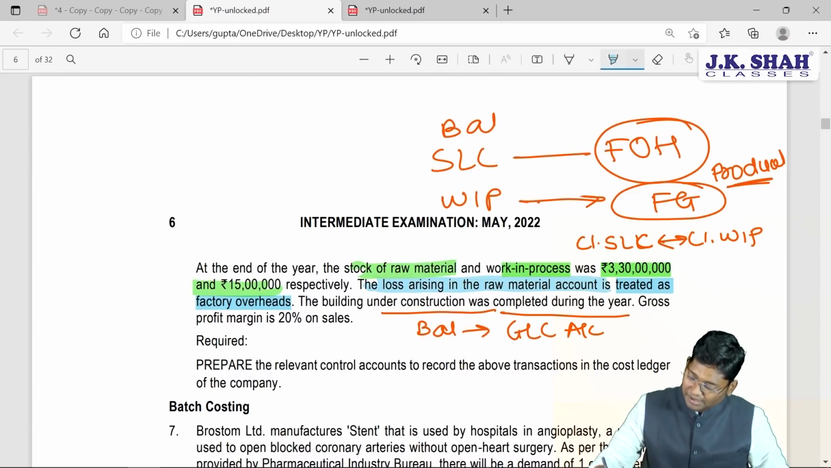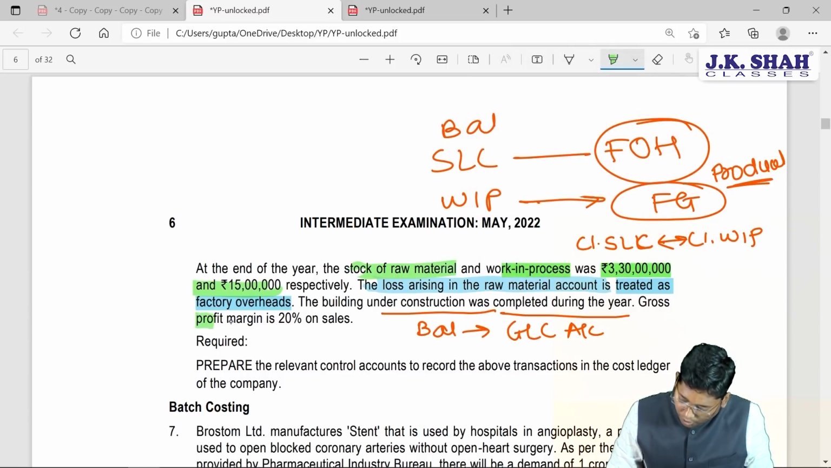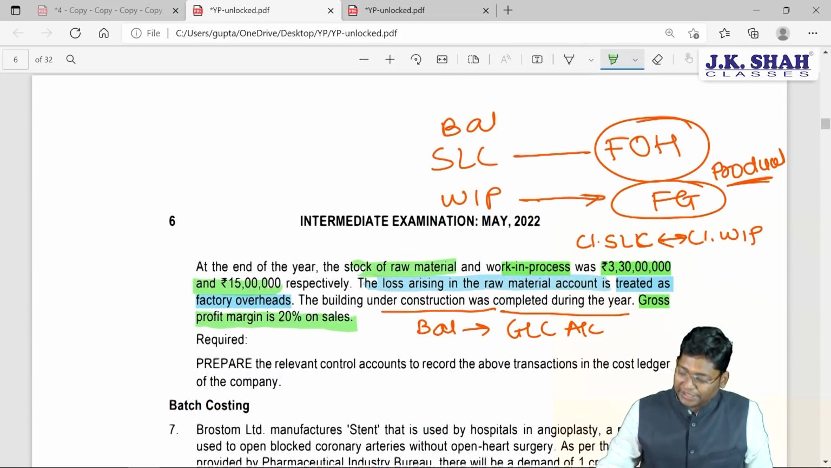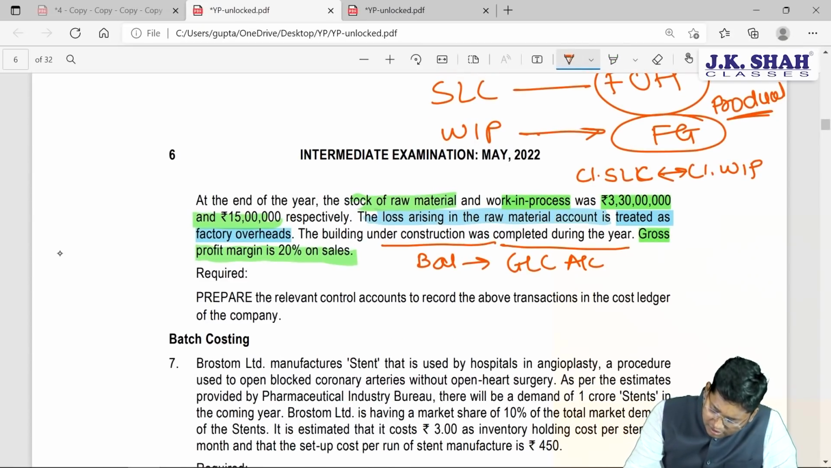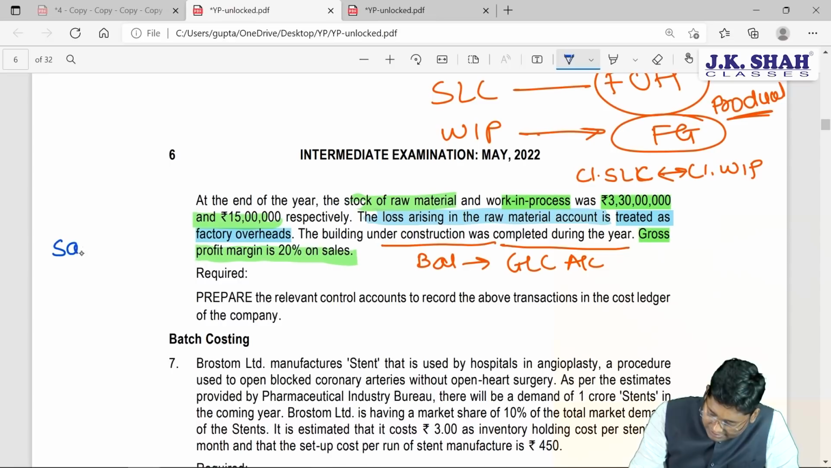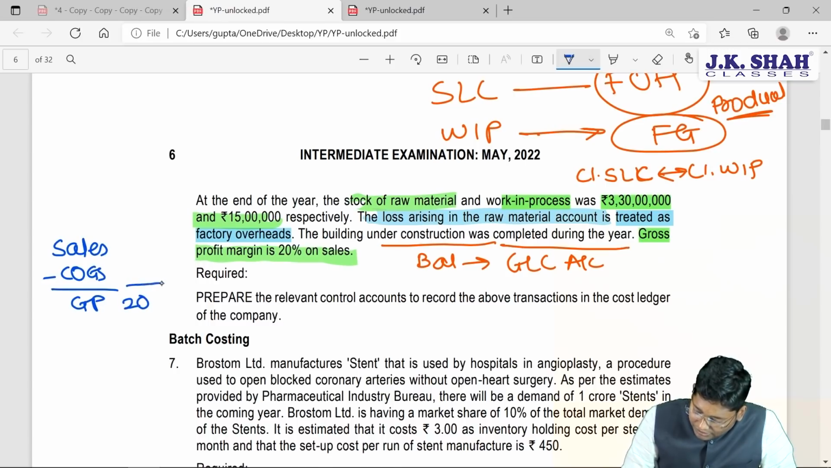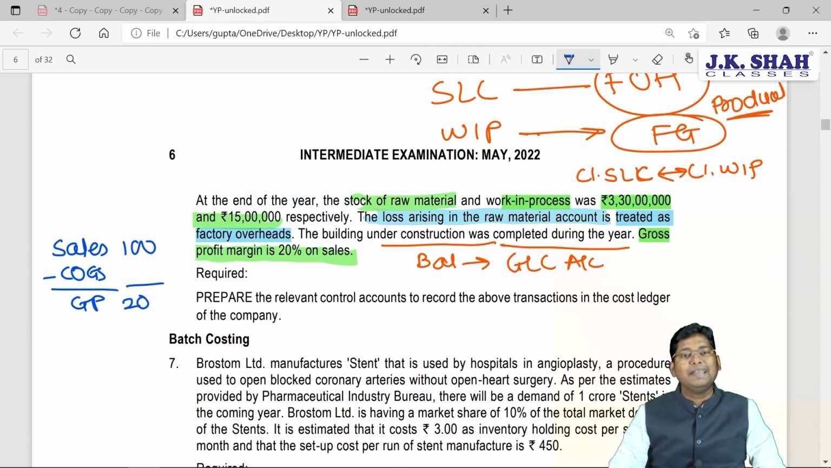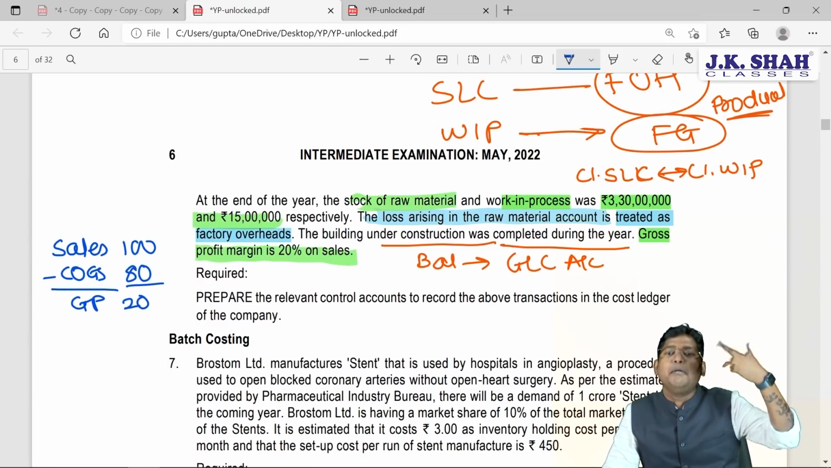Now, very important and last transaction of the question says that the gross profit margin is 20% on sale. See here, have you ever noticed this particular calculation? Your sales minus COGS is equal to gross profit, correct? Your gross profit margin is 20% of sales. That means whenever selling price is 100 rupees, you are getting 20 rupees as your gross profit, which means 80 rupees is your COGS.